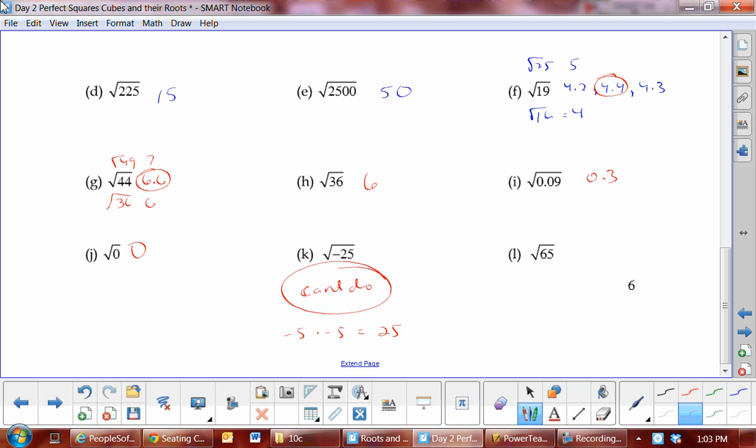Now, square root of 65. Give me a nice perfect square above it. Oh, that's going to be 81. Okay, so we can see how much closer we are to 64. So we are between 8 and 9, but I would go closer to 8. 8.1.